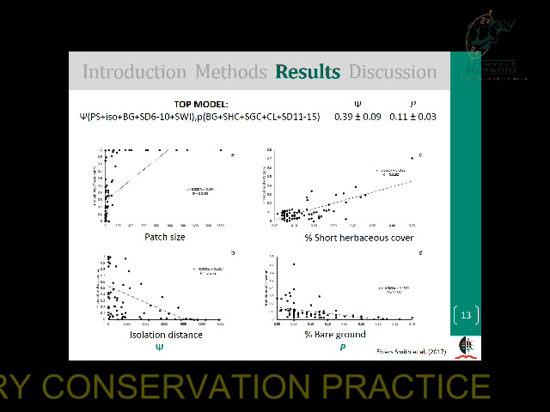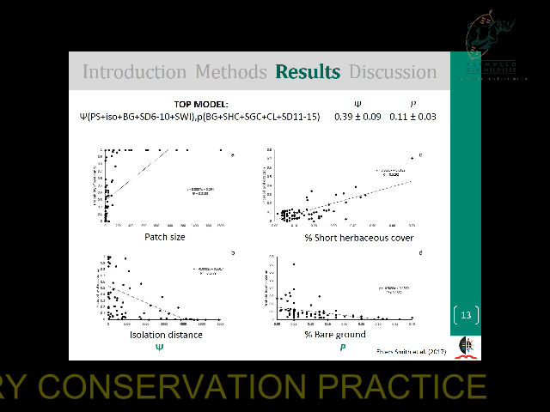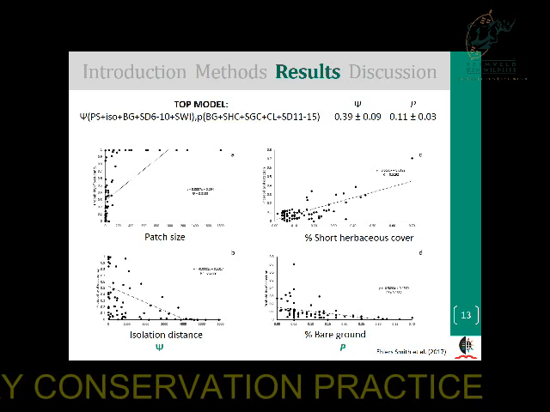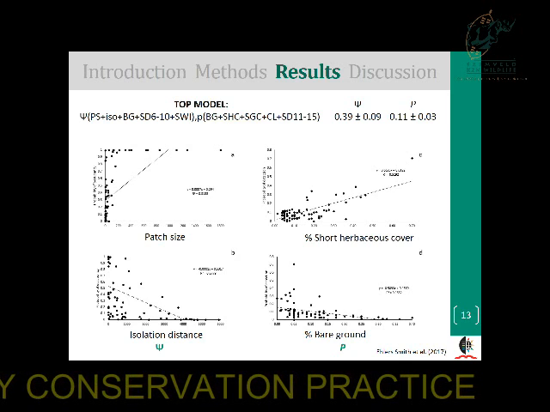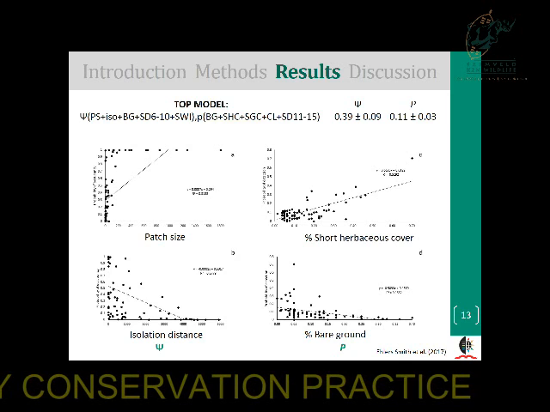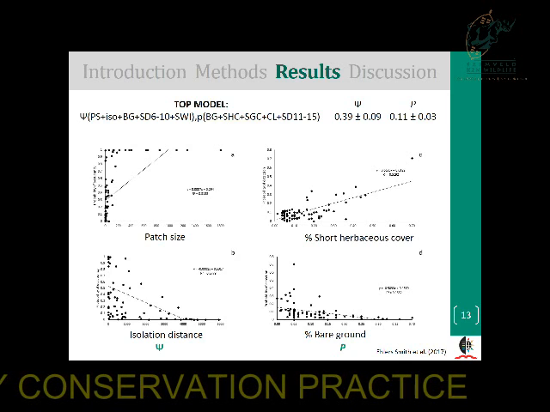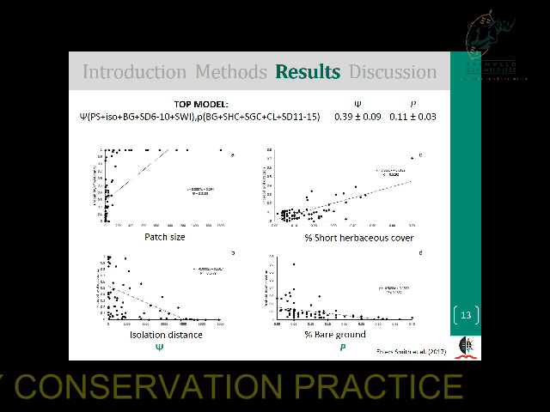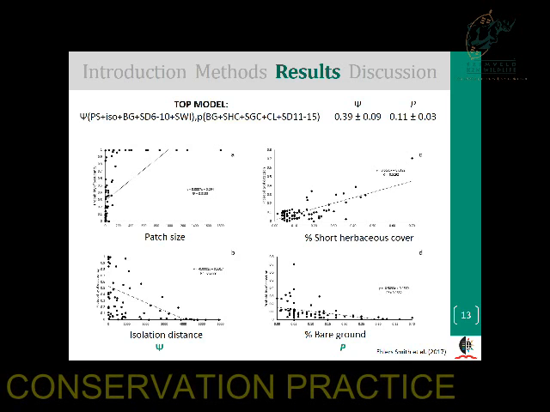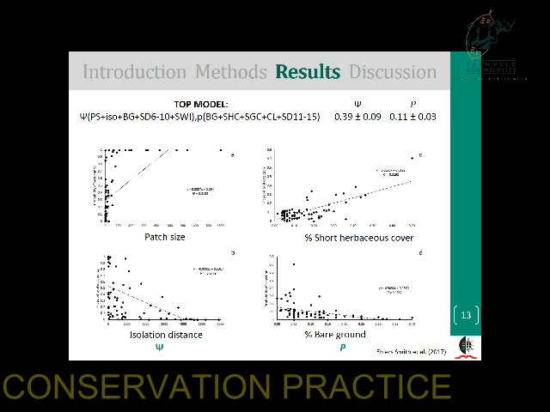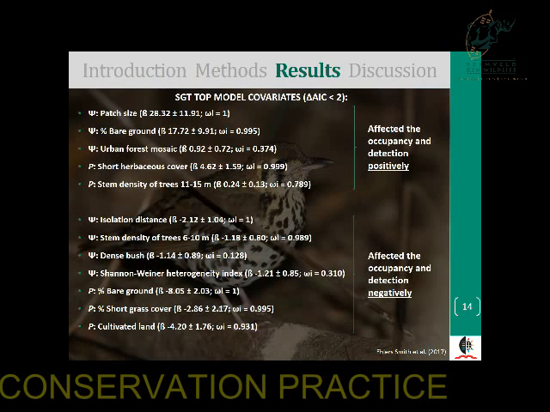But our top model told us that patch size and isolation, bare ground, stem density of 6 to 10 trees, and a Shannon-Wiener index were important on the occupancy side, and bare ground, short herbaceous cover, short grass cover, cultivated land, and stem density of 11 to 15 trees were important on the detection probability side.